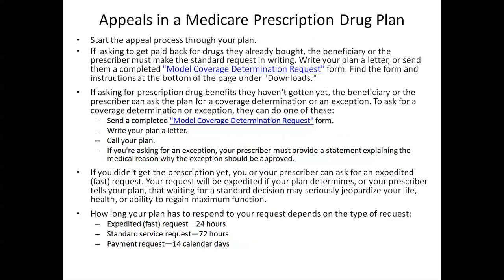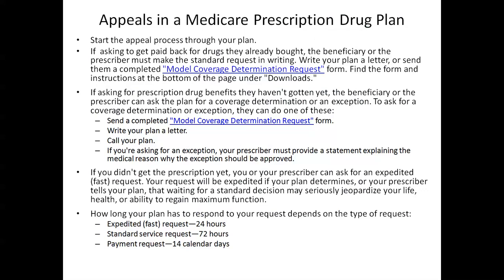If asking for prescription drug benefits they haven't gotten yet, the beneficiary or the prescriber can ask the plan for a coverage determination or an exemption. To ask for a coverage determination or exemption, they can do one of these. And most of the time, the doctors already know what medicines they have to get this coverage determination for. So if you get your doctor on board or even your pharmacist, that helps a whole lot.